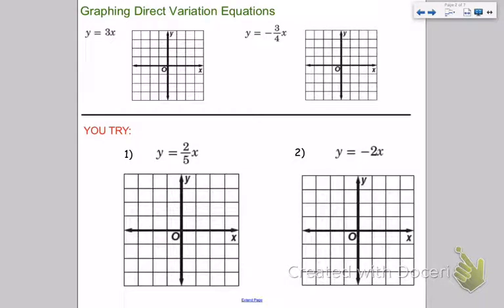When we graph direct variation equations, it's good to remember that every single direct variation equation has a point at (0, 0). So before we even look at the equation, let's plot a point at (0, 0). Then if k is equal to 3 here, our slope is also equal to 3. So from there, we can rise 3, run 1. So we have 2 points which make a line.